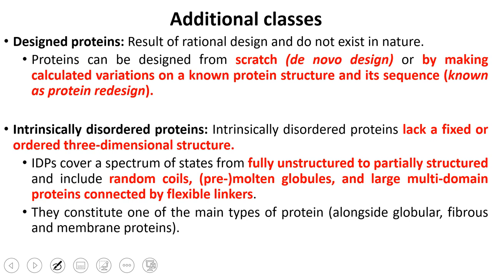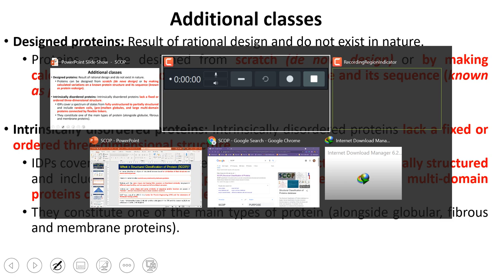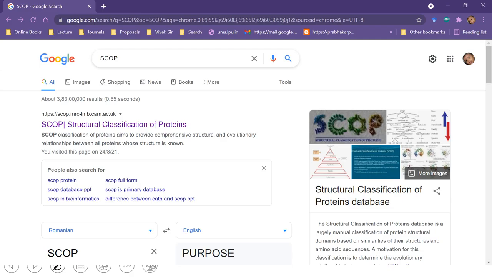These proteins cover a spectrum of states from fully unstructured or partially structured and into a random coil. So these are roughly some of the important additional classes, which is not exactly a true class, but because they have been classified on the SCOP website, that's why we are talking about them. Now I am taking you to the SCOP website. There we will see how this SCOP website works.